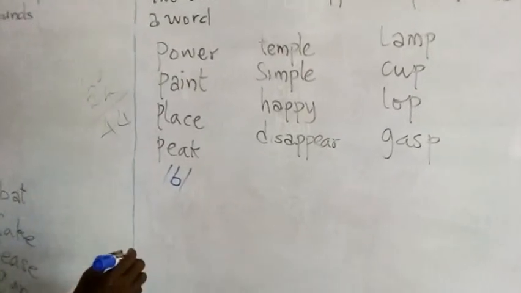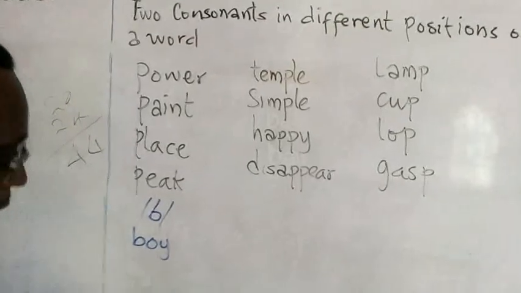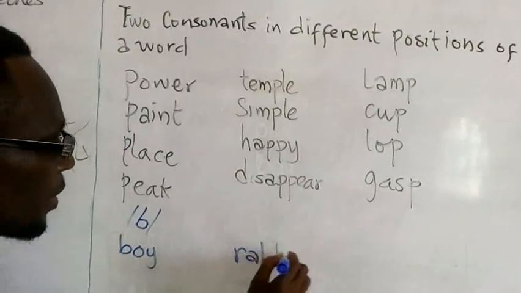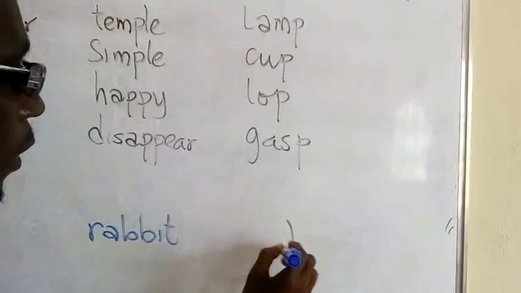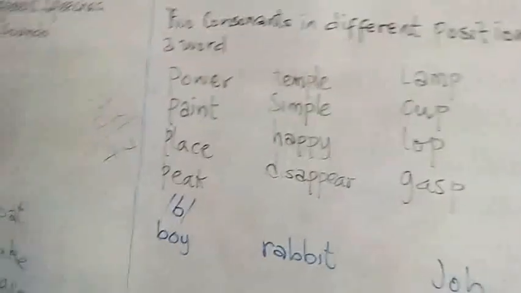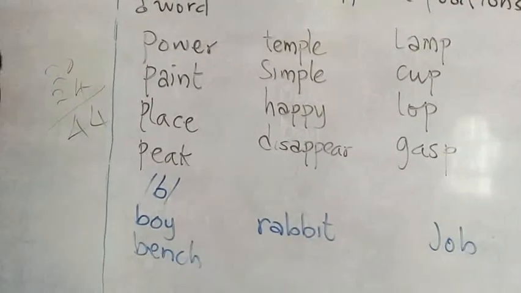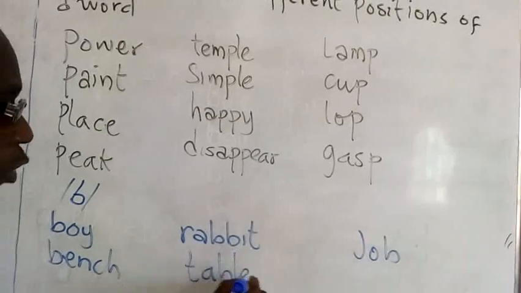So we have boy. Boy, like Benjamin. Benjamin is a boy. Utiwa is a boy. My landlord is a boy. Who again? Bench. Table. I hope you are copying all this.